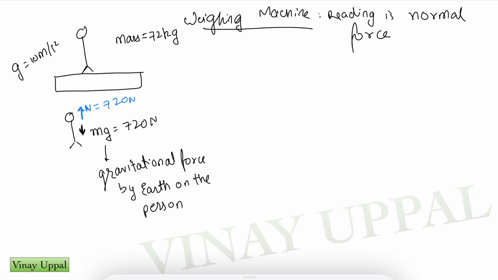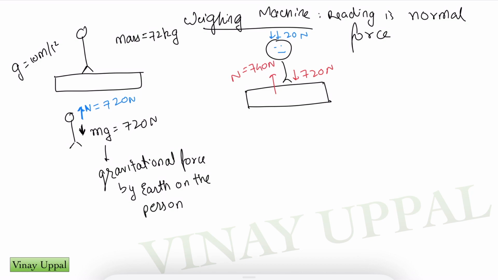So that is important because, suppose on this person I apply a 20 Newton force. So what will be the normal force? Earth is applying a gravitational force of 720 Newtons, and therefore the normal force will have to be 740 Newtons. So the reading of the weighing machine will not be 720, it will be 740 Newtons, and usually they are calibrated to give the reading in kilograms. So it's normal force divided by g. So the reading in this situation would be 74 kg. So the reading of the weighing machine is not the weight, it is the normal force.